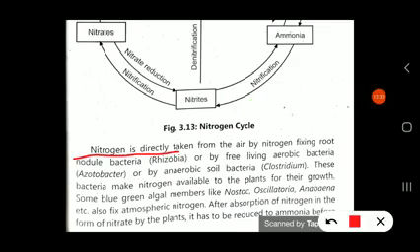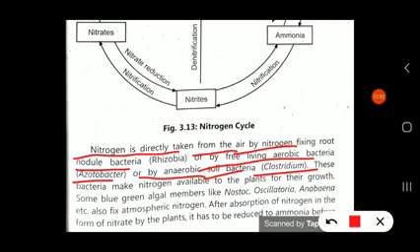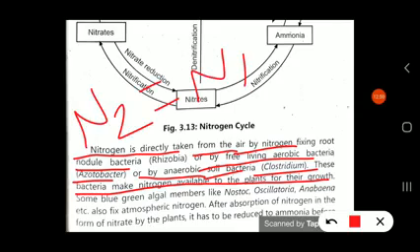Nitrogen is directly taken from the air by nitrogen fixing root nodule bacteria, that is the rhizobium. These are present in the root nodules, or by free living aerobic bacteria, aerobic means they require oxygen, that is known as azotobacter, or by anaerobic soil bacteria, anaerobic means they do not require oxygen, that is clostridium. These bacteria make nitrogen available to the plant for their growth. These bacteria convert nitrogen into NH4, that is, into ammonia.